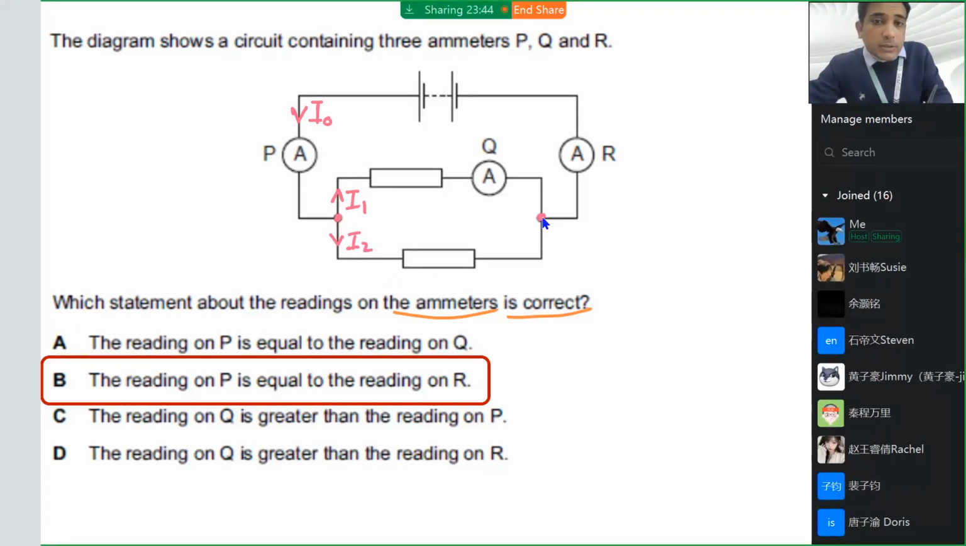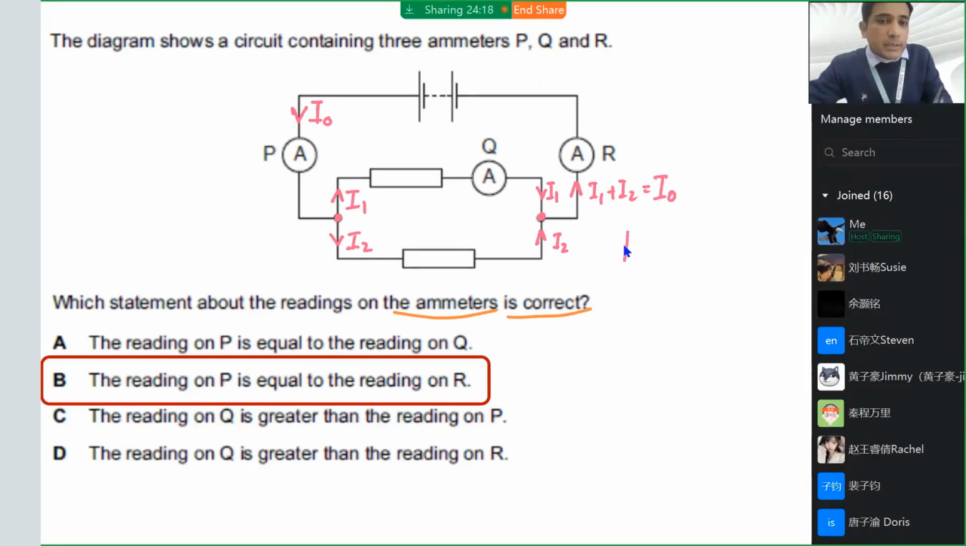At this junction, the current coming from here will be I1, and the current entering from this side will be I2. Now if I ask you what is the current here, you will say this one is I1 plus I2. But I1 plus I2 is equal to I naught. What does it mean? It means that the reading on this ammeter and the reading on this ammeter will be the same. Simply, you need to understand that current leaving a battery is always equal to current entering the battery.